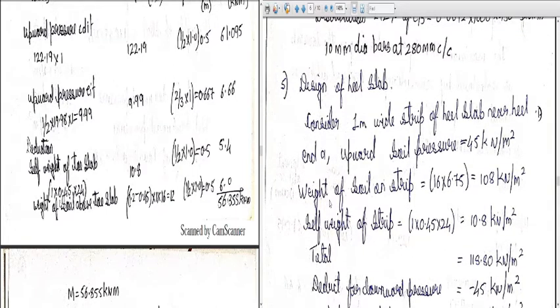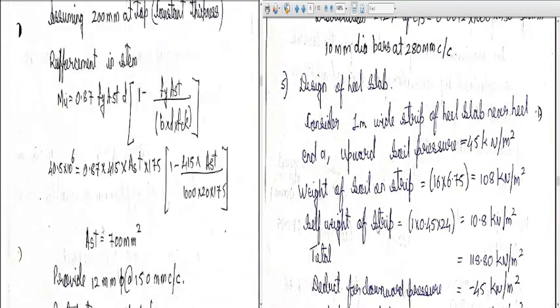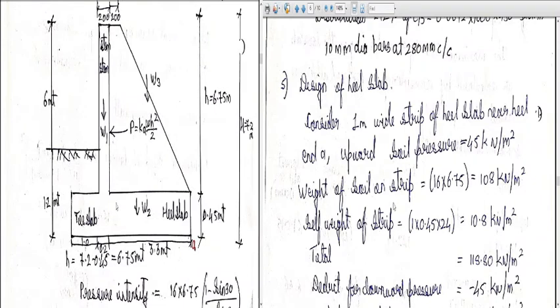Today we shall design the heel slab. Now let us see the heel slab portion. So I will go to the diagram, a cross section. So the heel slab is this portion from here till here. The heel slab is a rectangular portion and its dimension is 3.3 meter by 0.45 meter. So let us see. Consider a 1 meter wide strip of heel slab near the heel at end A.